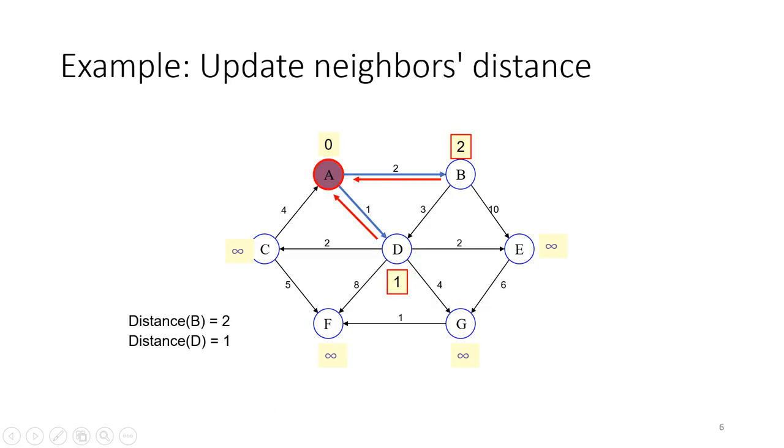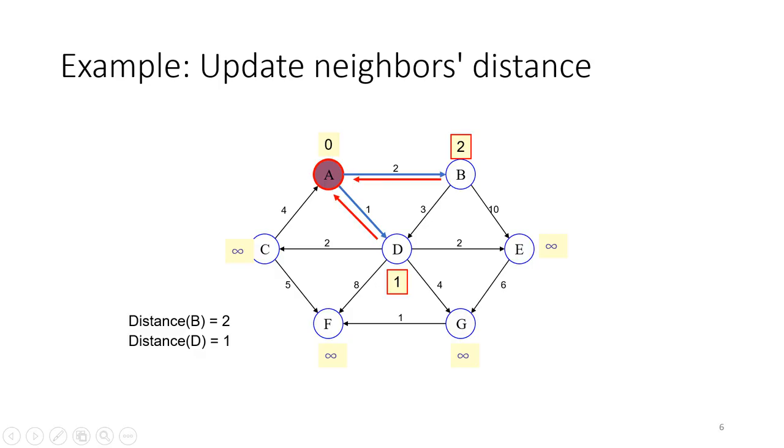As soon as we enter A in our cloud, or in our known vertices set, A is now known, and the distance for A is 0. When A is part of the cloud, we can reach two nodes, and the distances are updated from infinite. Now the distance from A to B is 2, and from A to D is 1. So here you can see the distances. All other remaining distances will still be infinite.